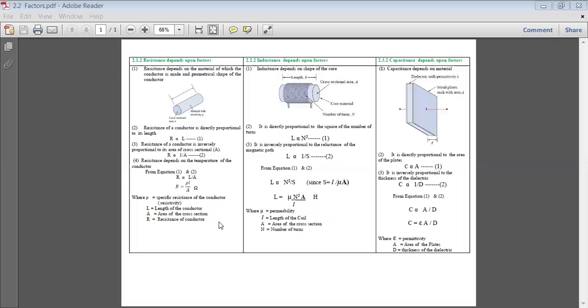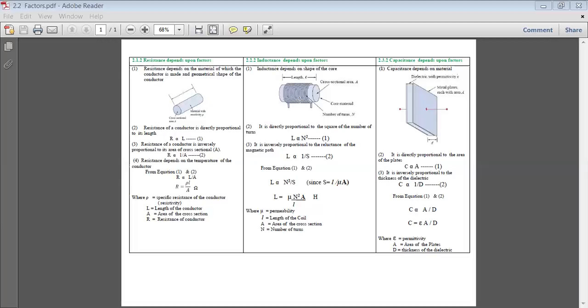You may ask me how to make a coil. The coil is nothing but taking a copper wire and winding it in the air, and it becomes a coil. The core is called air. Otherwise, take a steel bar and wind a copper wire on the steel bar, then it becomes a coil.